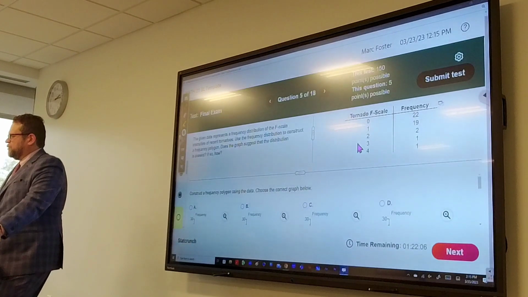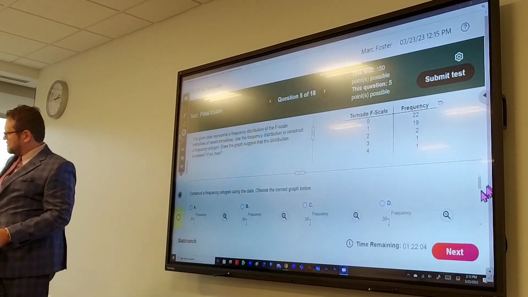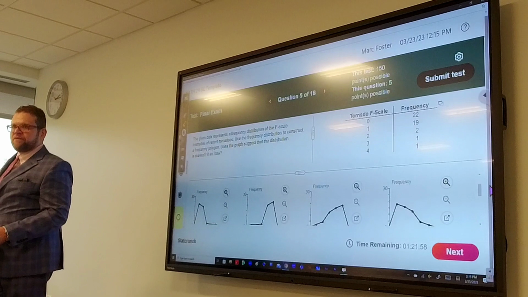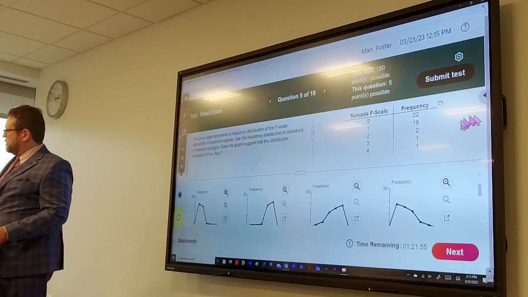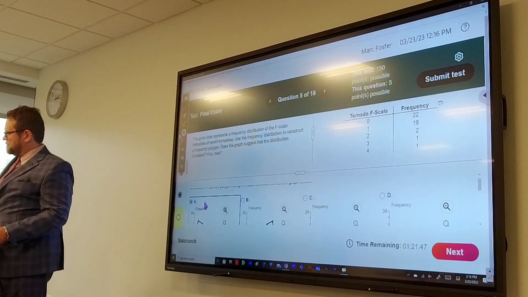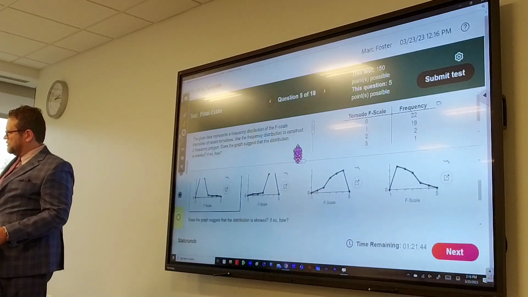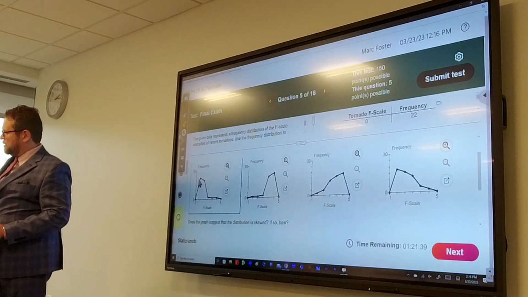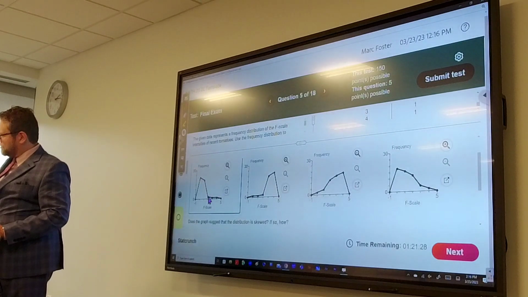What are we doing? Frequency polygon. Well, the frequency polygon is just a histogram, right? The dots are in the top, the middle of the bars. So I should be looking for the one that goes 22, 19, 2, 1, 1. Sure does look like it's A, this first one. Sure enough. And your frequency polygon must connect back down to the horizontal axis. So you have here 22, and then 19, and then it way drops down to 1, 1.